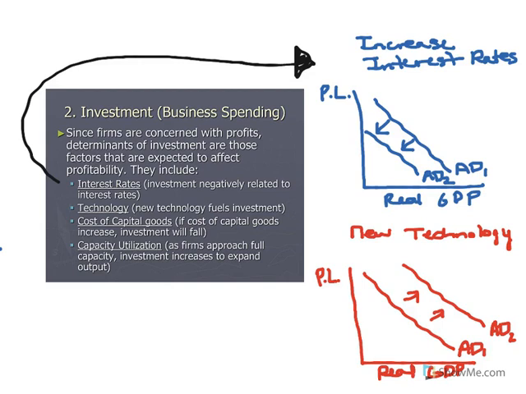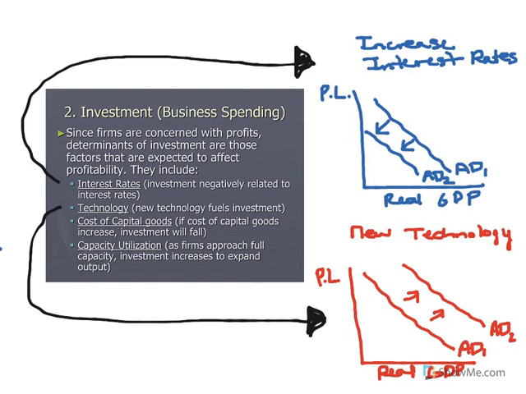And you'll notice that I've drawn an example for that down here. So again, suppose that there's new technology in the economy that's going to cause businesses to invest in that new technology, and so that should have the impact of increasing aggregate demand in the economy. The third factor related to investment expenditures would be the cost of the capital goods.